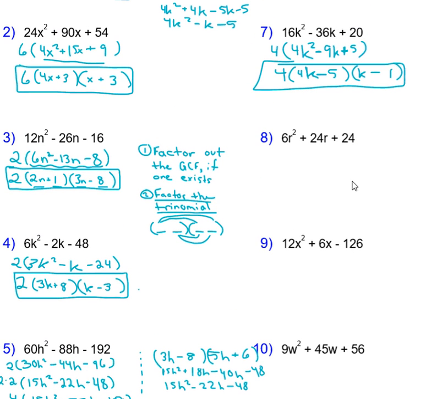All right, three more to go. So number 8, the greatest common factor is 6. What remains when you factor out a 6 is r squared plus 4r plus 4. Oops, not 6. What am I doing? Plus 4. 6 times 4 is 24 last time I checked. All right, so now we need to factor this trinomial. Finally, trinomial with smaller numbers.